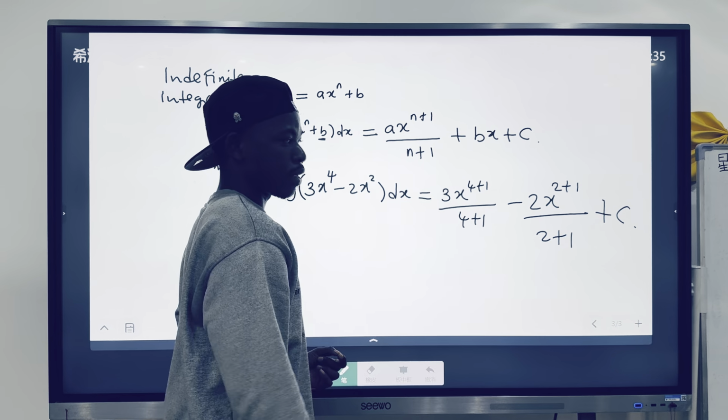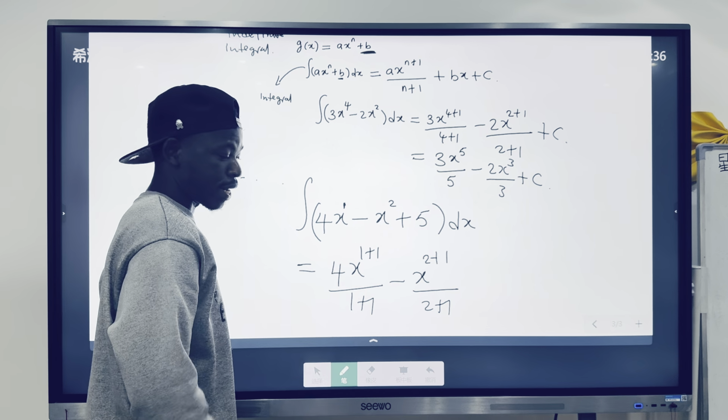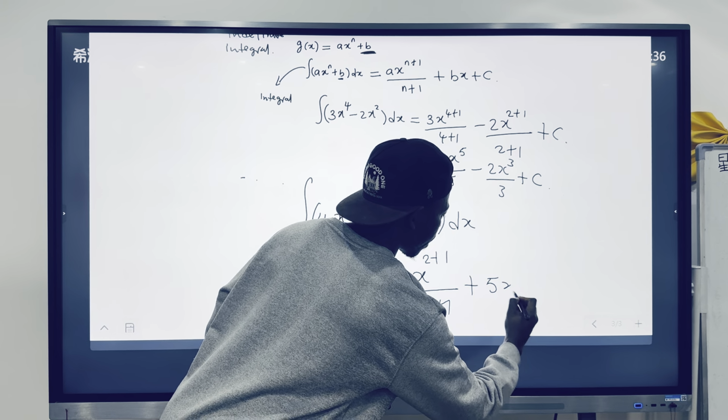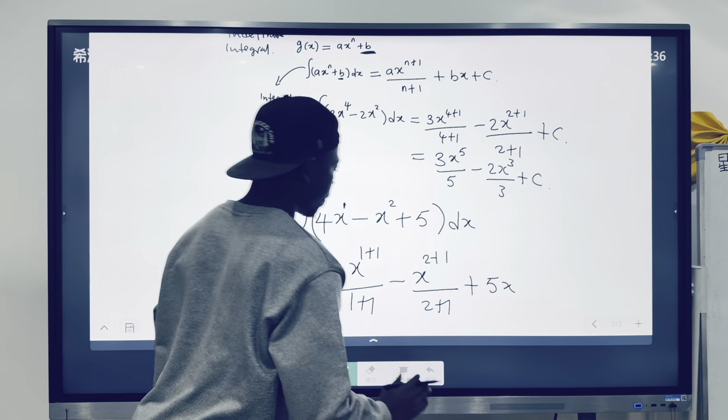Then minus x, the power here is 2. We add 1. Then we divide by the same thing, okay? 2 plus 1. Then this one has no x. What do we do? We just give it an x. So it becomes plus 5x. Then because this is an indefinite integral, we need to add the c. Then all we need to do now is simplify. So this is 4x, the power now becomes 2, then we divide by 2. Then minus x, the power 3, because 2 plus 1 is 3, divided by 3. Then plus 5x plus c.